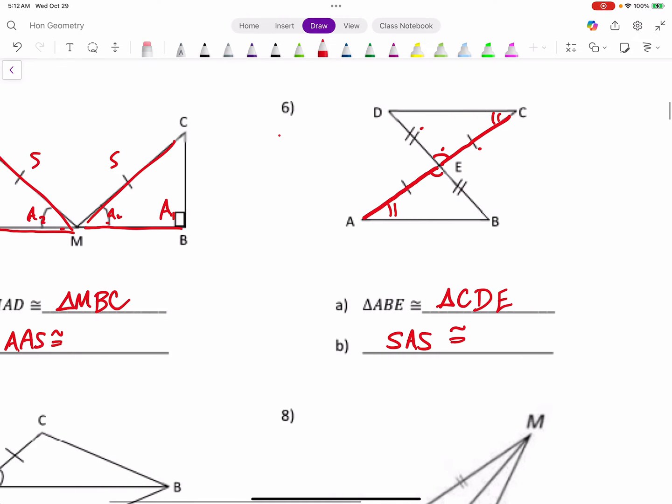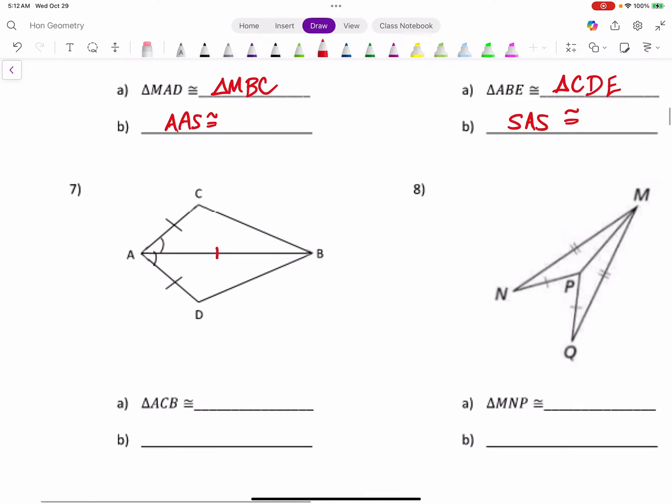Right here, they share this side in common, so mark it. And then you've got side, angle, side. So triangle ACB is congruent to triangle ADB.